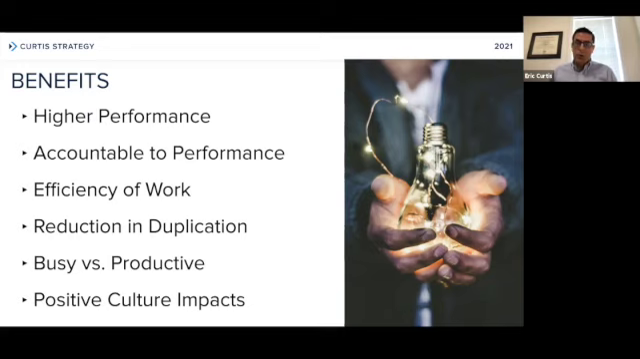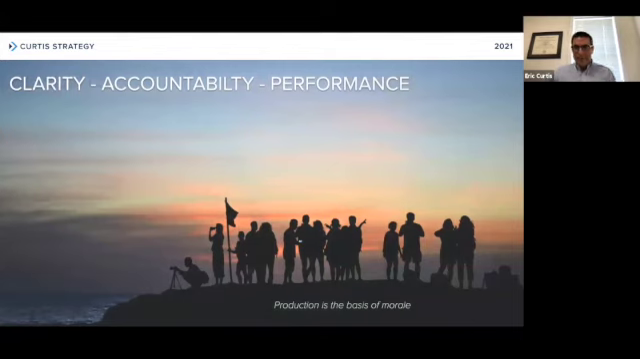Those decisions start to lead towards a very positive impact on culture, because the team starts to see that those producing, those that have a high level of performance are being rewarded or recognized, and those that aren't are standing out and being addressed as part of this type of staffing assessment tool. And so really at the end of the day, the job post exercise is about creating clarity, accountability, and performance. And if they're performing, then production's the basis of morale, and morale in the team goes higher.